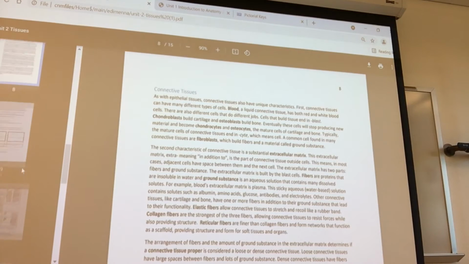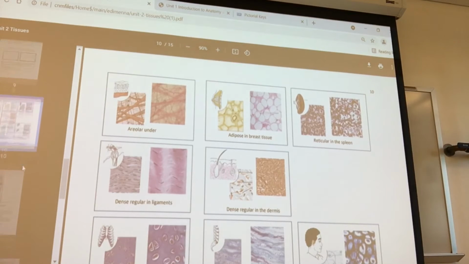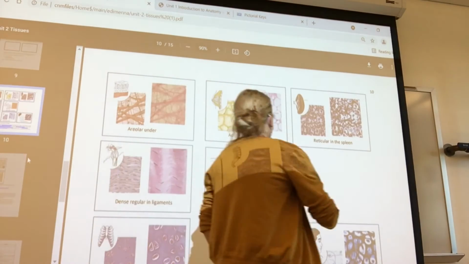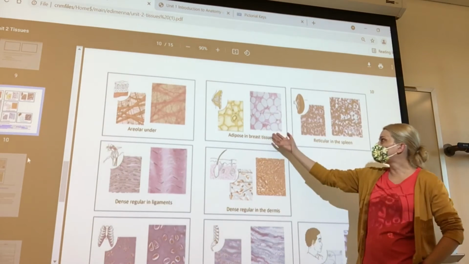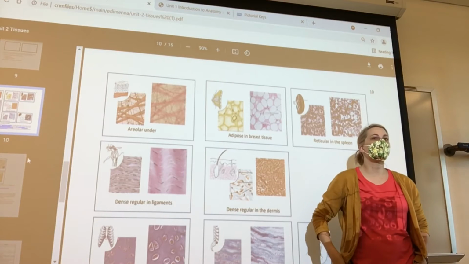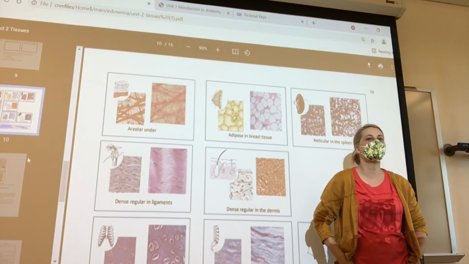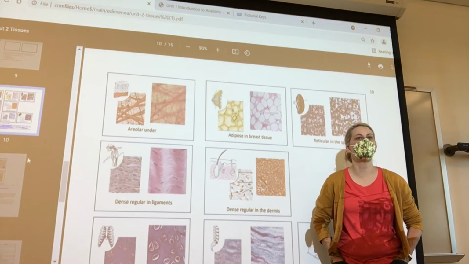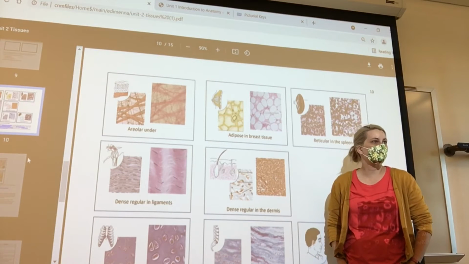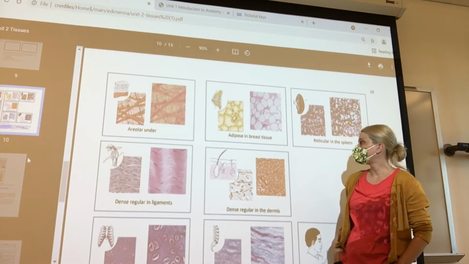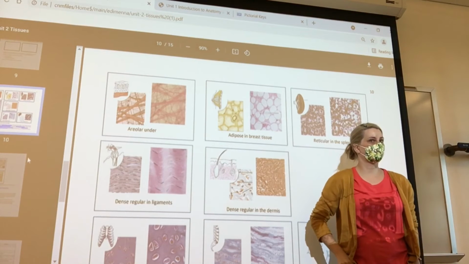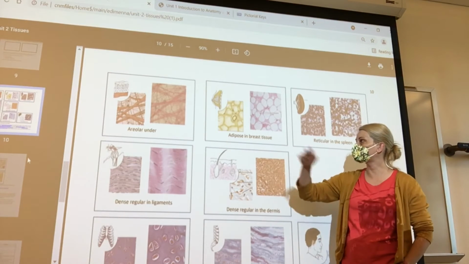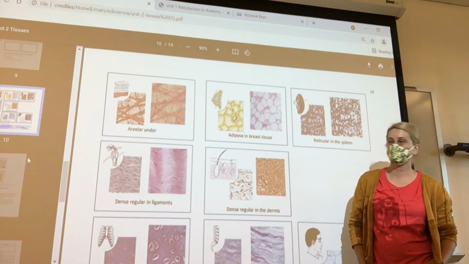Okay? Here's more. Oh, these look pretty different from the other ones we were just looking at, right? So one of your things would be, does this cell type have large white circles containing lipid droplets? Yes or no? If yes, then you have adipose tissue. If no, then you go to the next one. You say, okay, it doesn't have that.